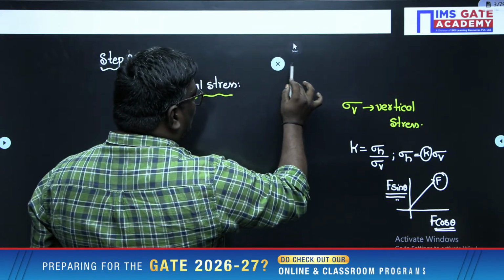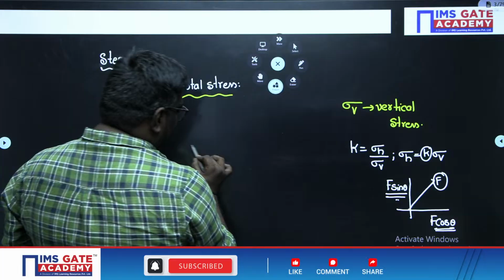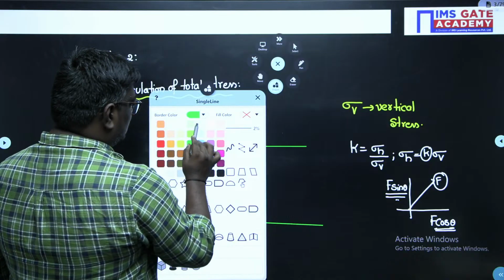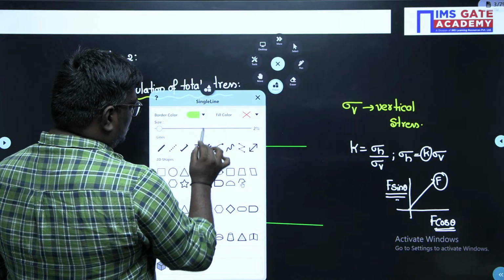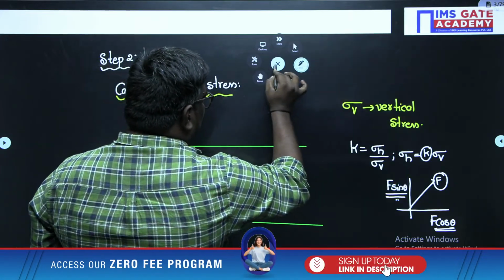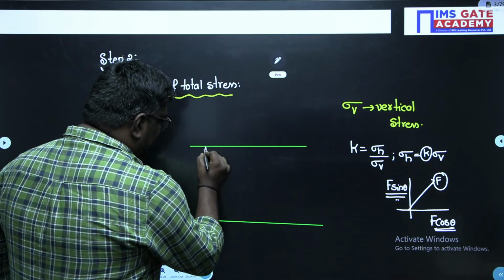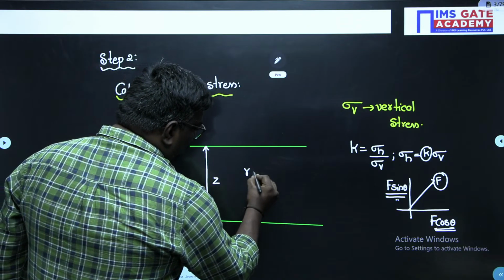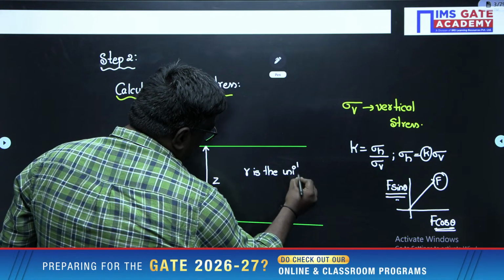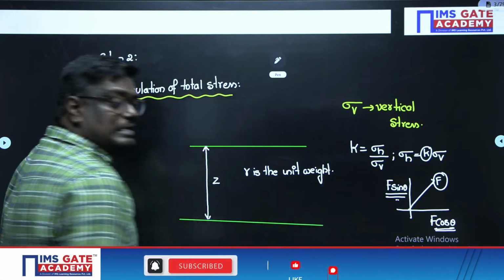Now, my dear students, how do we calculate the total stress? When I talk about total stress, we have different peculiar cases. Please observe this. If I consider the depth of the soil stratum as Z, and gamma is the unit weight. The vertical stress is always due to the self weight.